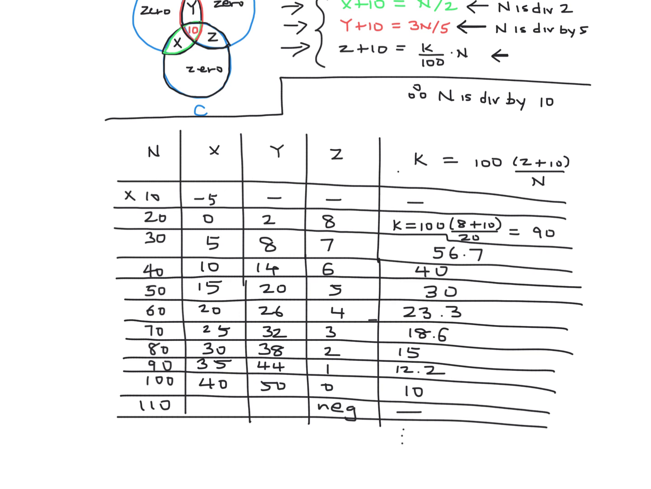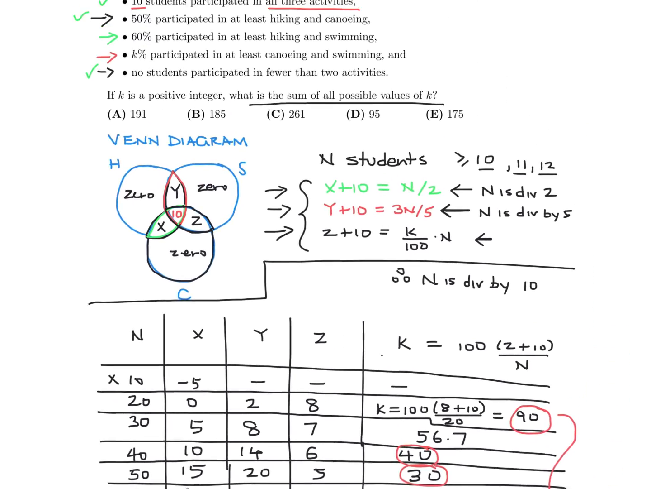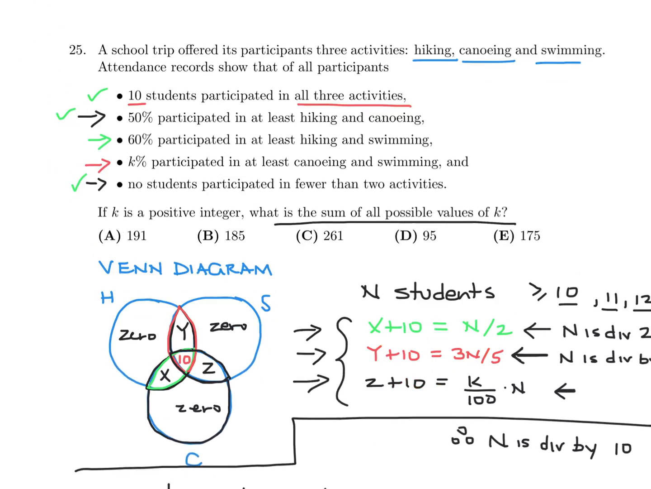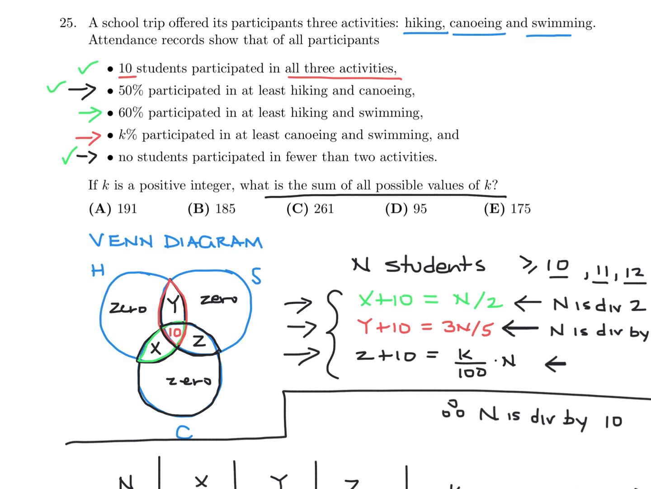So now let's count only the values of k that are integers. So that's this 90, 40, 30, 15, and 10, I believe. And then we've got to add them up. So 90 plus 40 is 130, then 160, 175, 185. So the sum of those is 185, and that is what they're asking. So the answer to the final question is 185, and that is B.